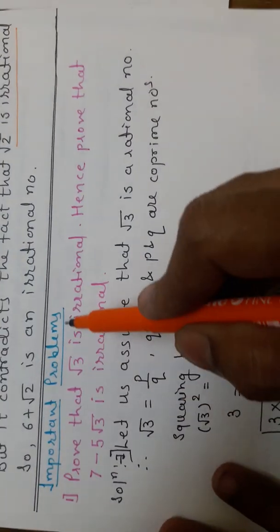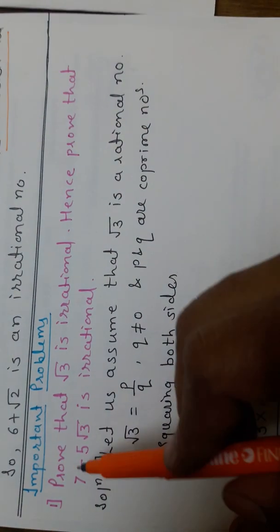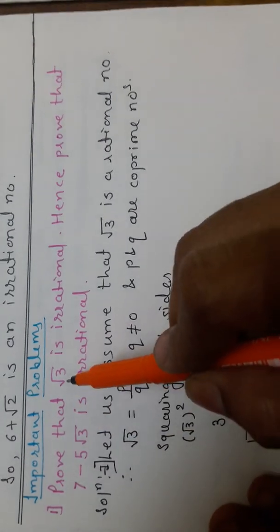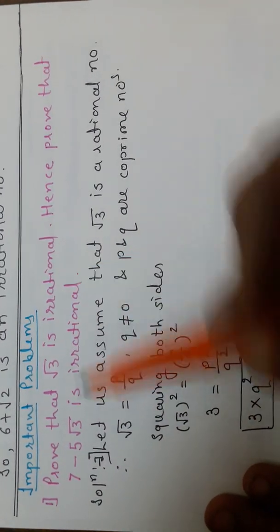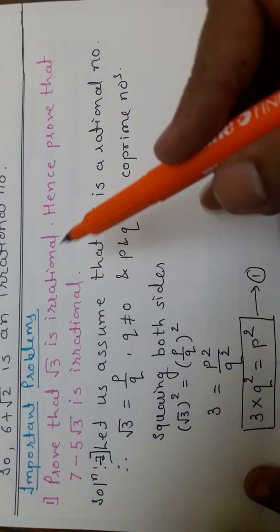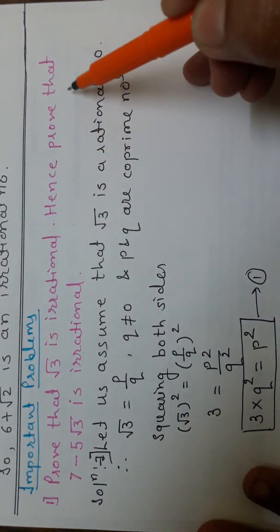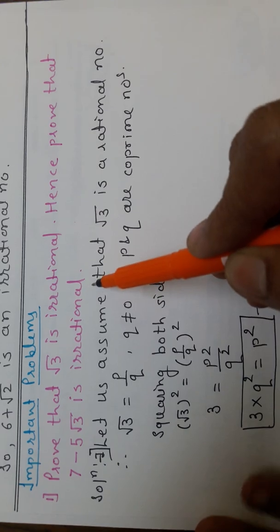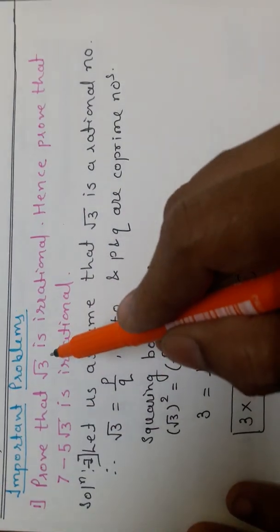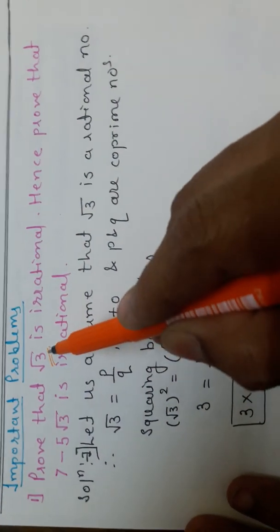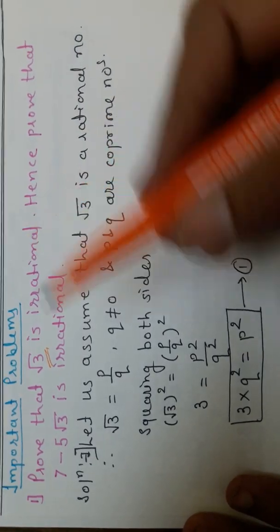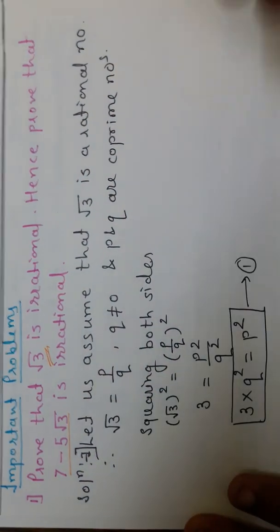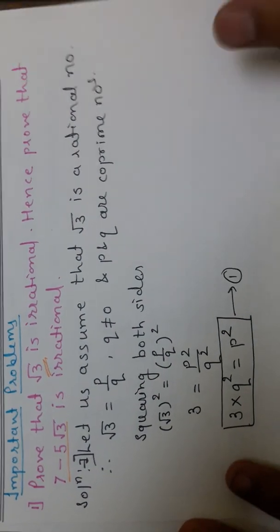These are very important problems, which are extras, not in the NCERT book. Prove that root 3 is irrational. Hence prove that 7 minus 5 root 3 is irrational. In this problem, first of all we have to show that root 3 is irrational, and then we have to prove that 7 minus 5 root 3 is irrational.